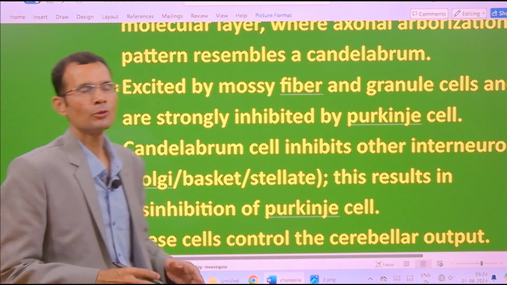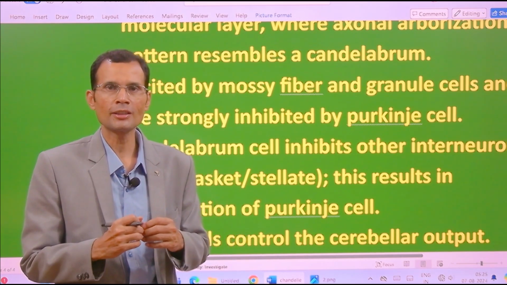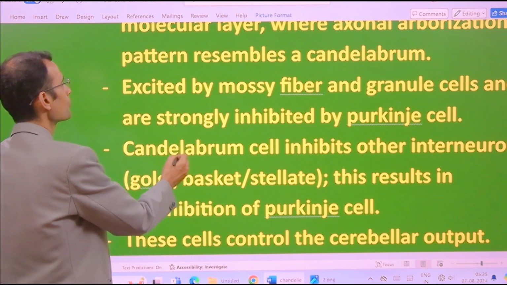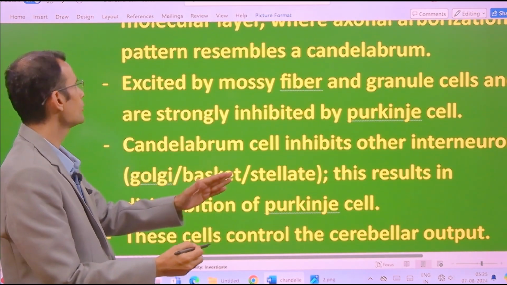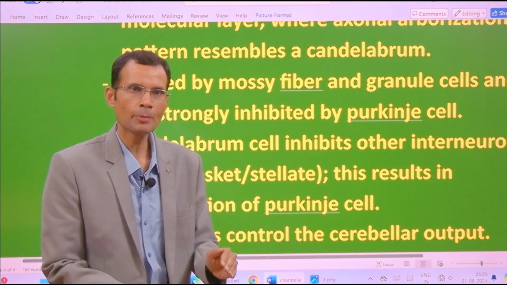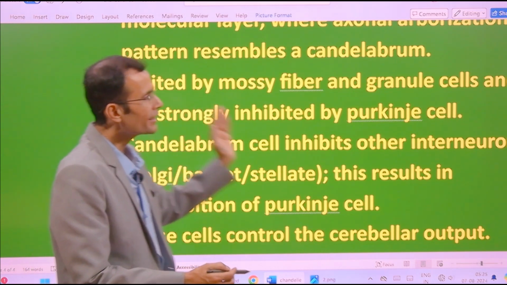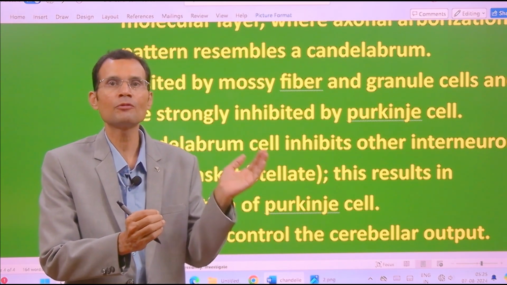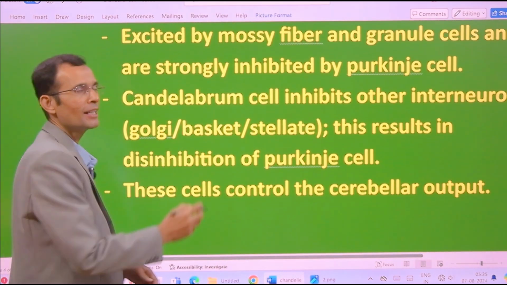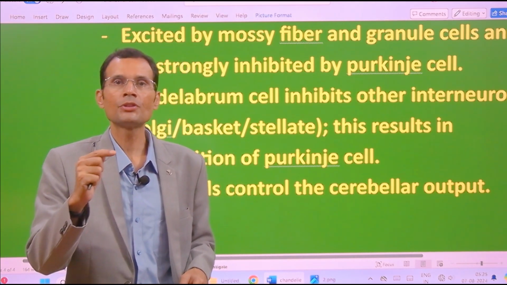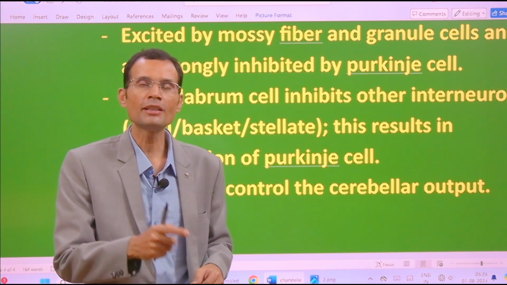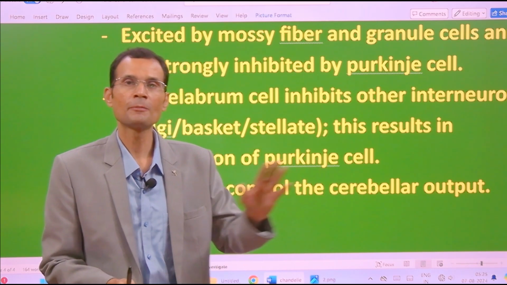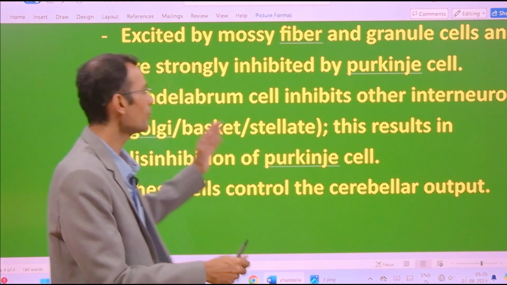It is excited by the mossy fibers and the granule cells. You know, incoming fibers into the cerebellum carry proprioceptive impulses. One of the fibers is called the mossy fiber type, and these mossy fibers and granule cells excite the candelabrum cell, and the cell is inhibited by the Purkinje cell. They are making a reciprocal synaptic contact. So the Purkinje cell would inhibit the candelabrum cell, and the candelabrum cell inhibits the other interneurons, Golgi cell, basket cell, stellate cell. These are the interneurons that inhibit the Purkinje cell, and those interneurons are inhibited by the candelabrum cell.